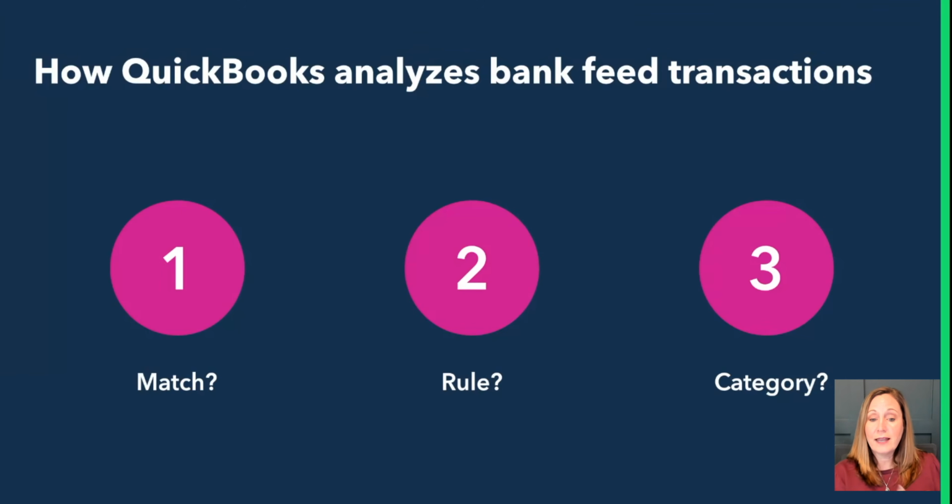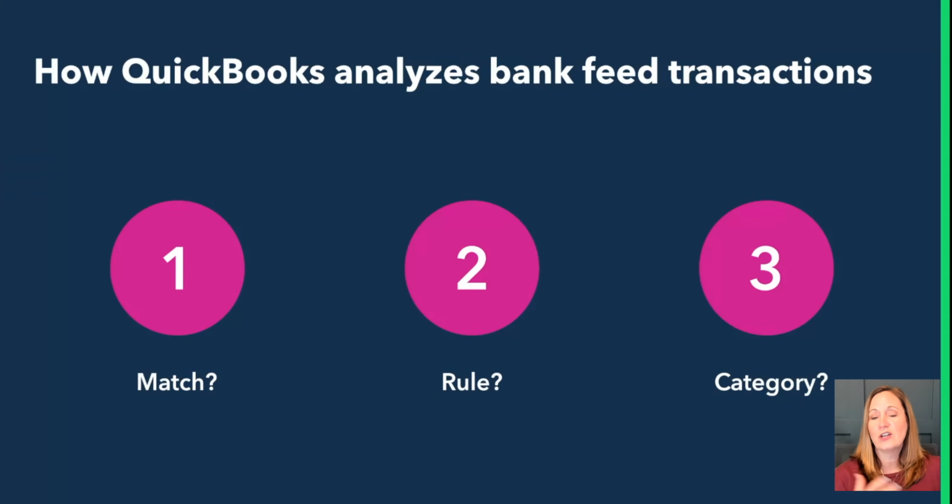So the transaction isn't already in the system. It's not in QuickBooks. There's not a rule that can be applied. Now it might suggest a category based on how it was previously categorized in the QuickBooks file for the same vendor or customer. You decide, you have control. That's why we're called controllers. You get to decide how that suggestion is going to be used.